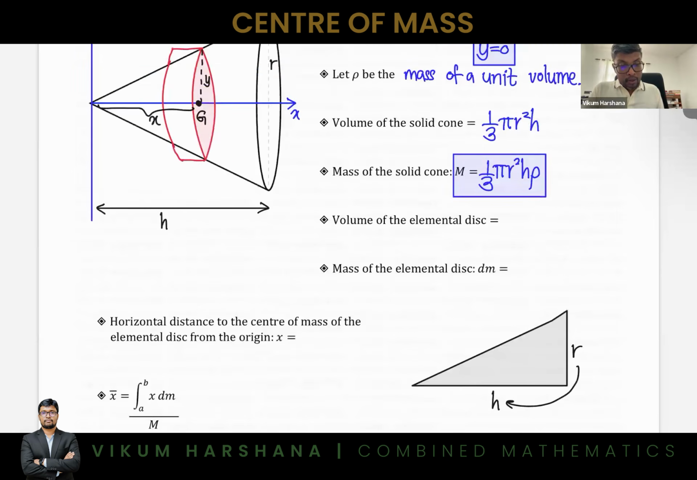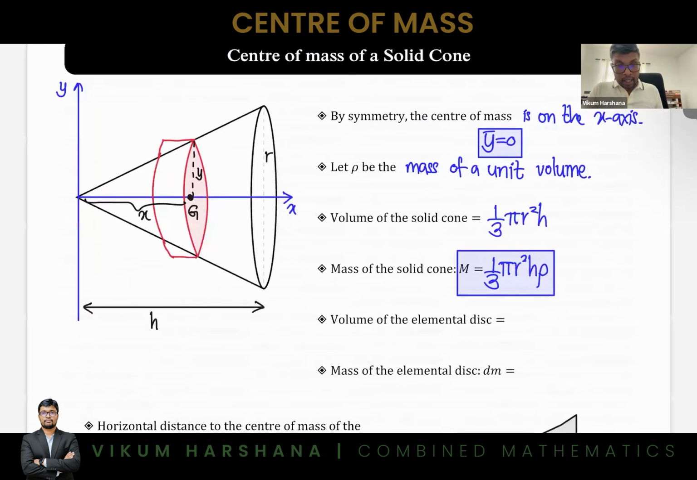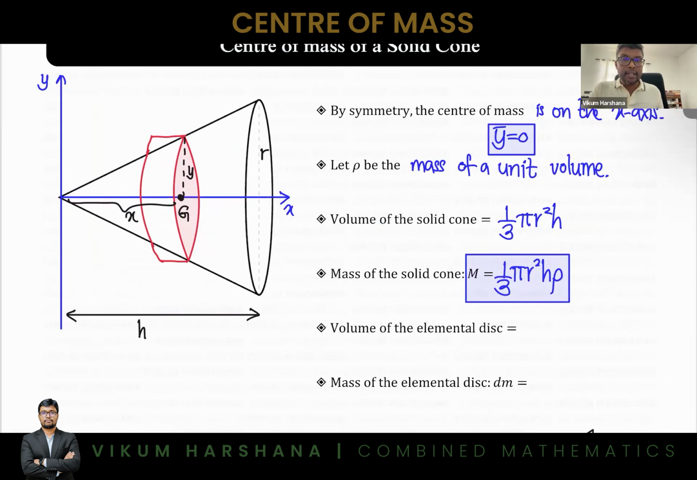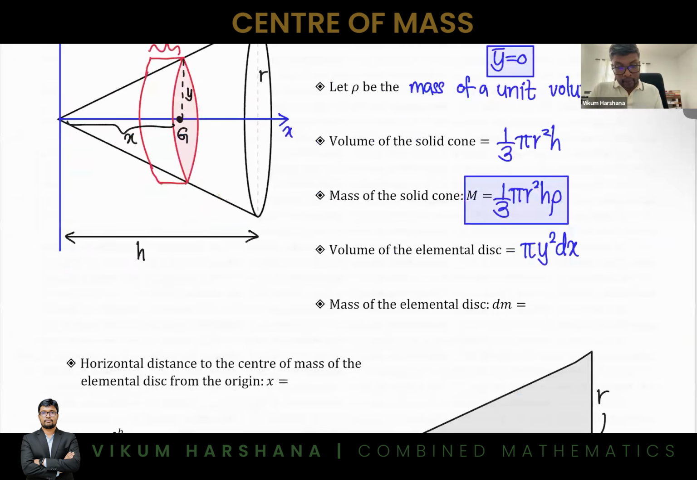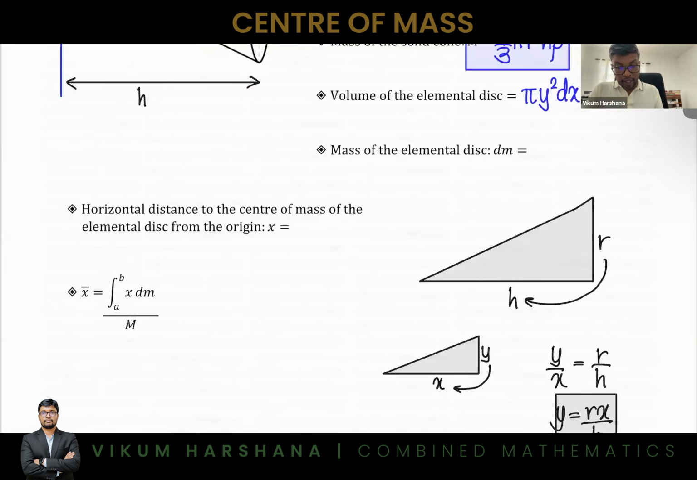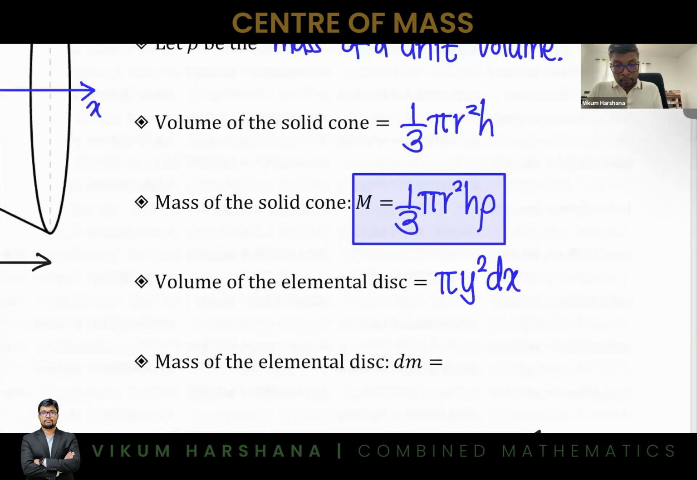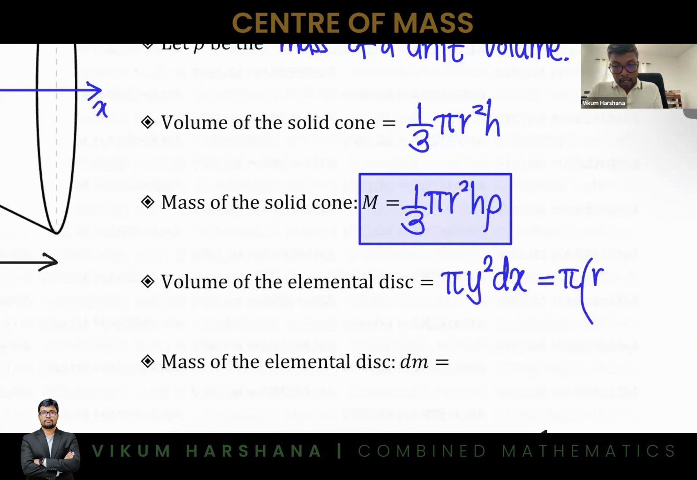Now let's go to the volume of the elemental disk. So it's a cylinder, right? What is the volume of a cylinder? It's pi r squared h, right? Now we have to take h as dx, a very, very tiny little distance, so that's why it's called dx. So pi y squared dx. Now we have to remove y from this equation, so we are going to use rx over h. So it's pi (rx over h) squared dx. Got the idea?